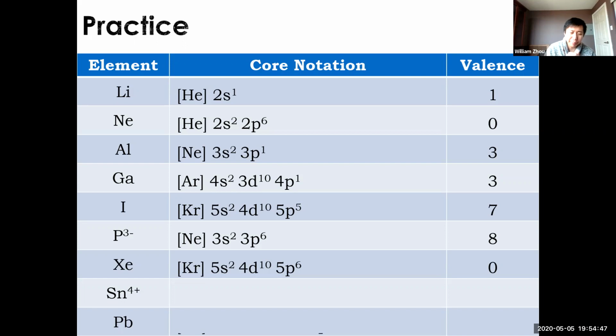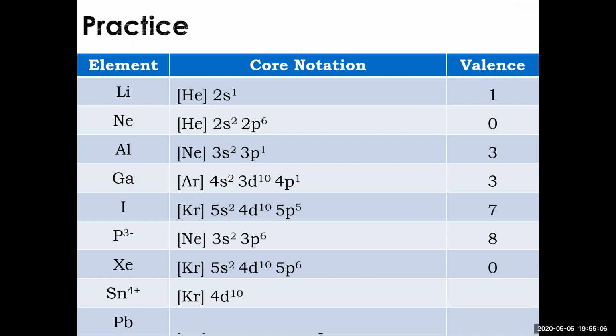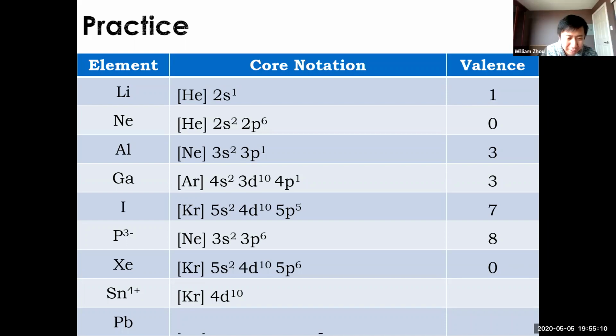So tin 4 plus is just 4d10. Okay, and you're supposed to have a 5s2 and a 5p2. But since you've lost 4 electrons, those are gone, you just have a 4d10. And how many valence electrons does this one have? Does anyone want to tell me that one? Is it like 0 again, or? 0, exactly. The 4d10 doesn't count because it's a full D and you have nothing else, so 0.